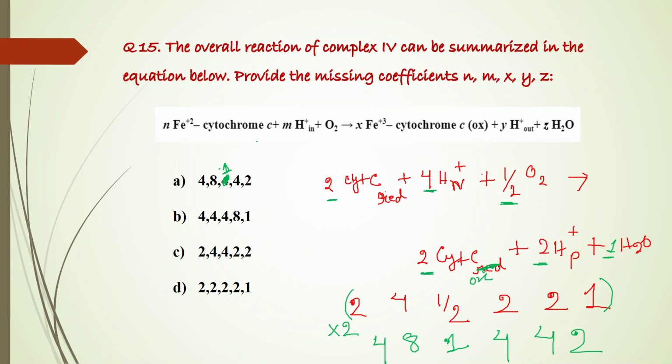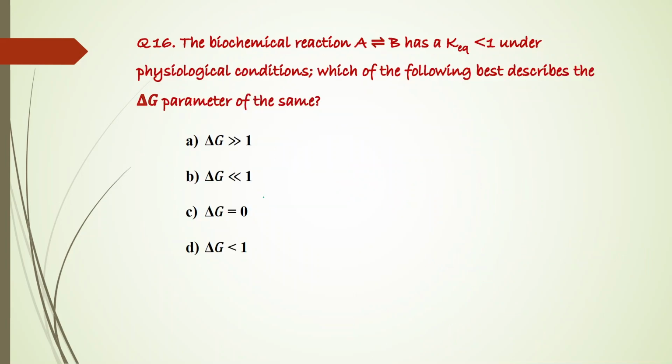I think this should be the correct option, option number A, where the third digit was actually given wrong. So the correct option should be 48142. Okay. Hope this is clear. Let us move to the next question.